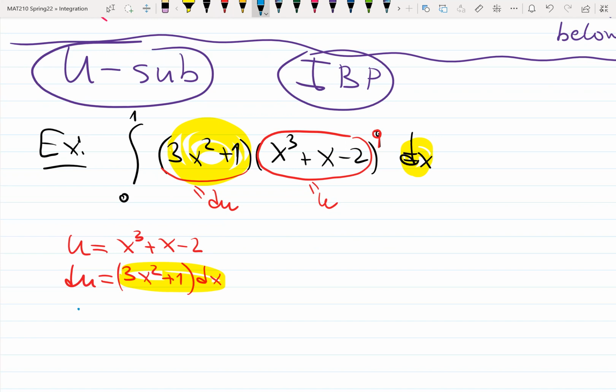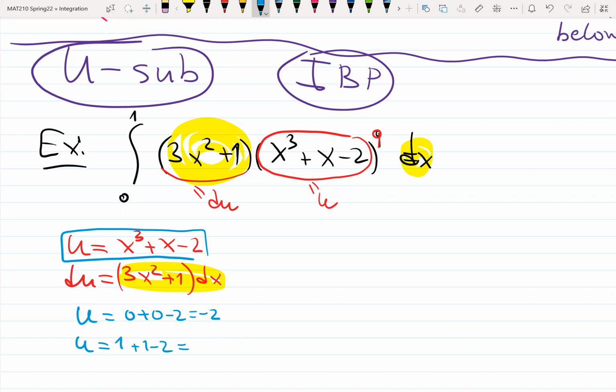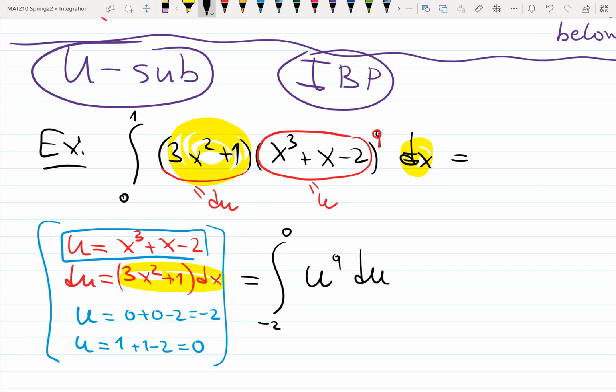If you change limits of integration, you plug 0 into the u, equation number 1. 0 plus 0 minus 2 gives you minus 2. Plug 1. 1 plus 1 minus 2 gives you 0. Interesting. That is my u substitution box. New integral becomes from, so 0 became minus 2, 1 became 0, u to the 9 du.